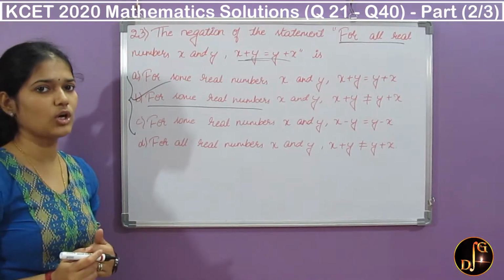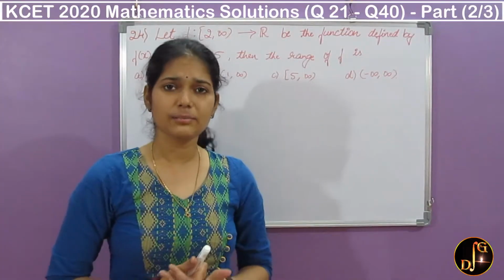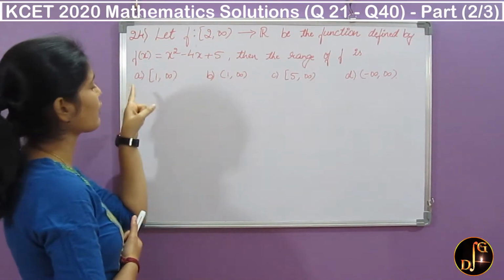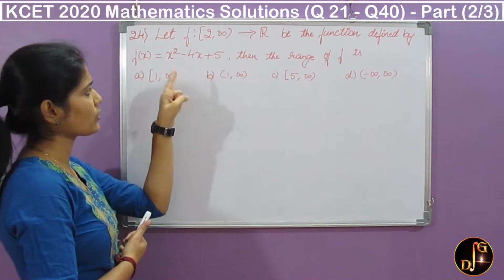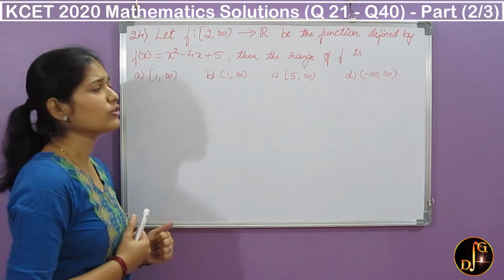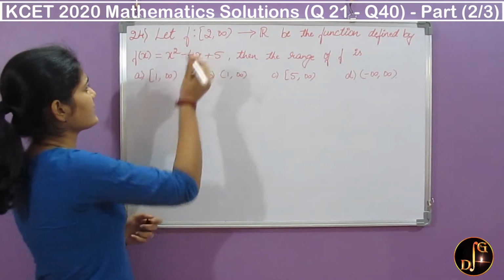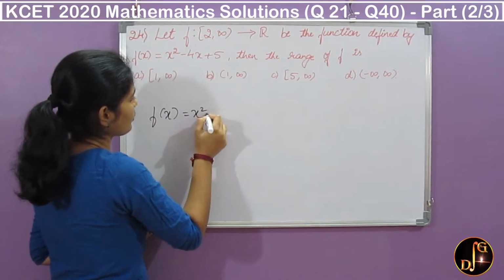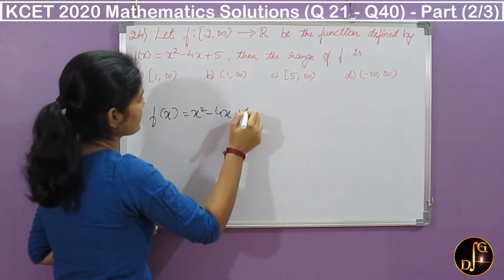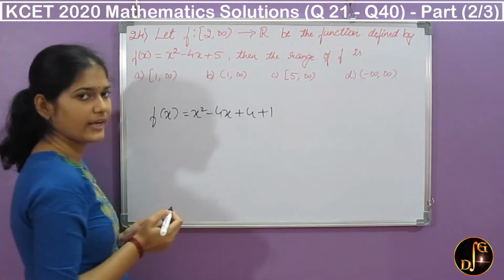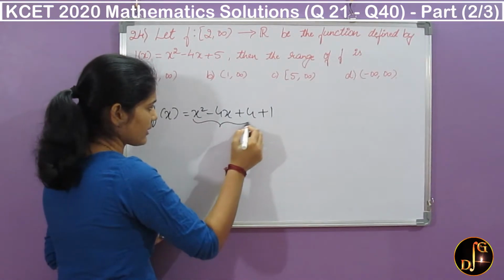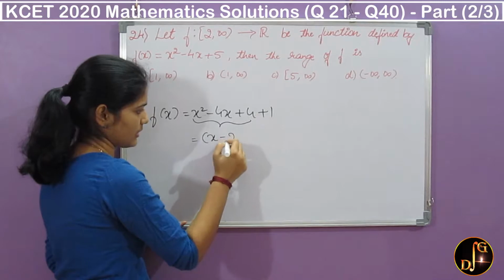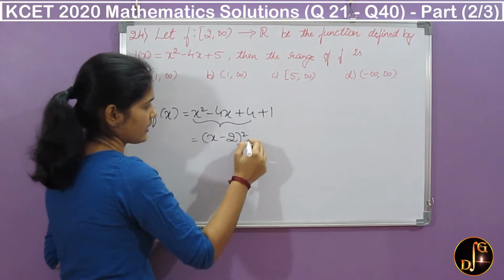Now let's move on to the next problem. In this problem, they have asked us to find the range of the function f of x is equal to x square minus 4x plus 5. How to find the range? This function can be written as x square minus 4x plus 4 plus 1, right? What is this x square minus 4x plus 4? This is nothing but x minus 2 whole square, right?